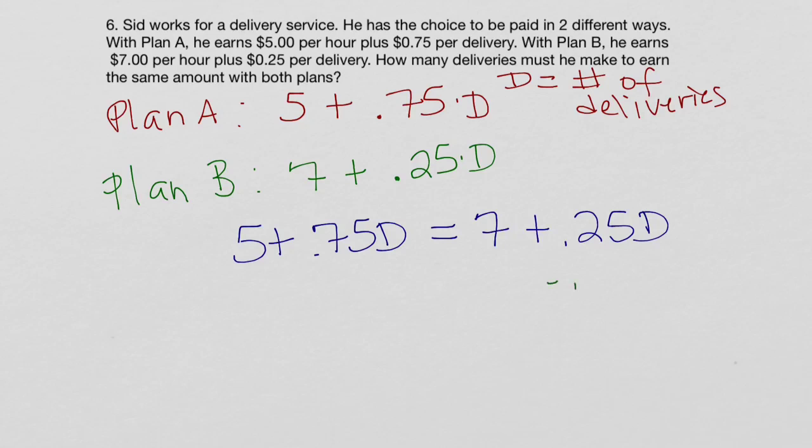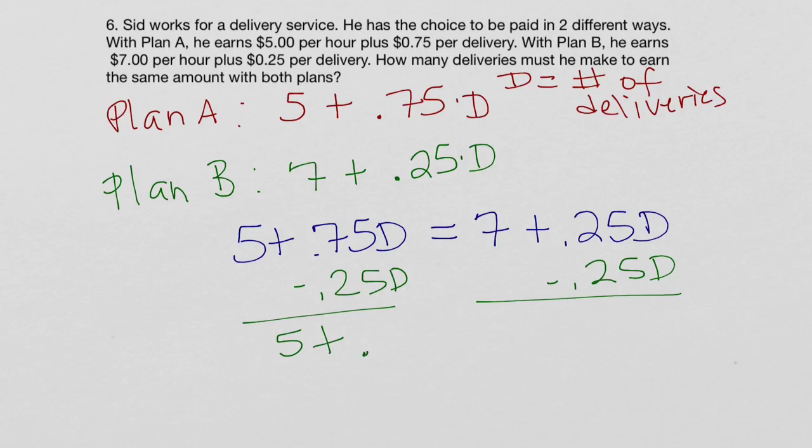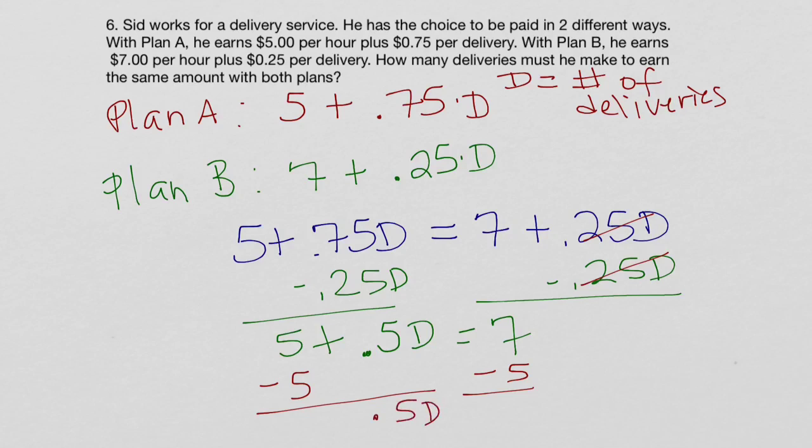I'm going to gather up the D's all on the left-hand side. So we have 5 plus 0.75 minus 0.25. Think of 75 cents minus 25 cents. That would be 50 cents, right? So we got 0.5D. 0.5 is the same as 0.50, equals 7. Notice that these two cancel each other. And then I'm going to subtract 5 from both sides. And I end up with 0.5D equals 2.